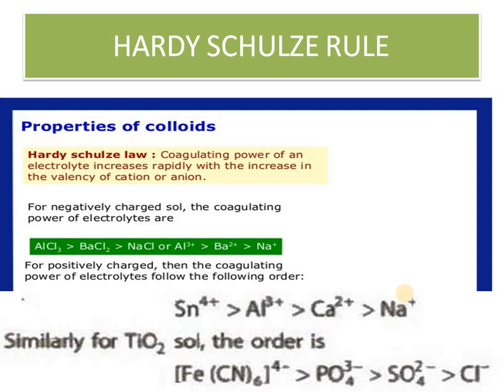And for a positively charged sol, the coagulating power of an electrolyte follows the following order. If the positive charge is there, negatively charged ions are required. If you talk of [Fe(CN)6] with negative charge, this has the maximum charge, so it will have the maximum coagulating power. Similarly, phosphate PO4, then SO4 and Cl negative. These are the negatively charged ions which are going to coagulate the positively charged particles.